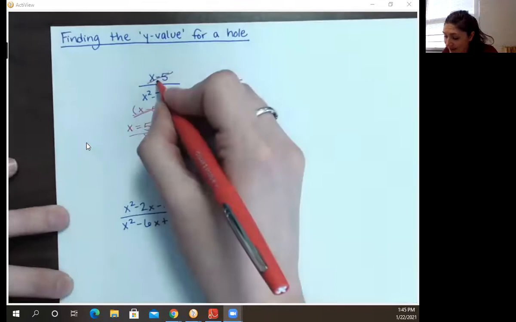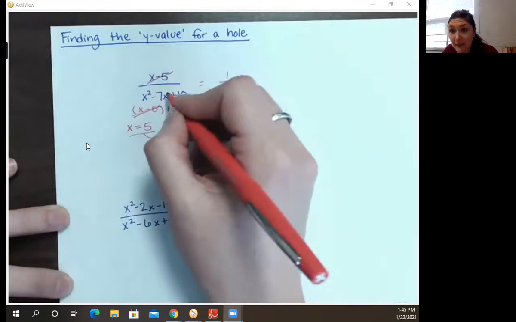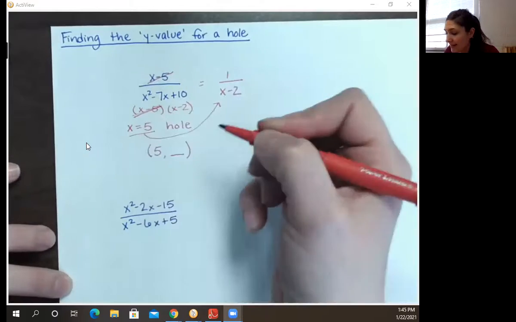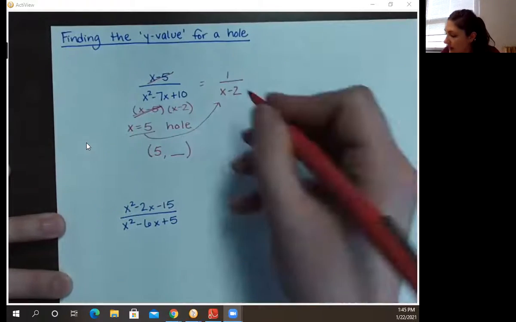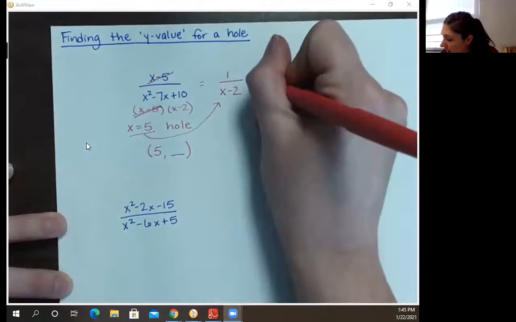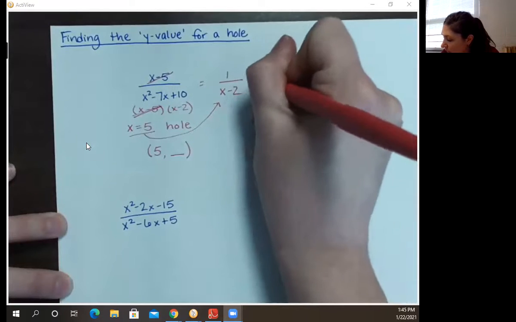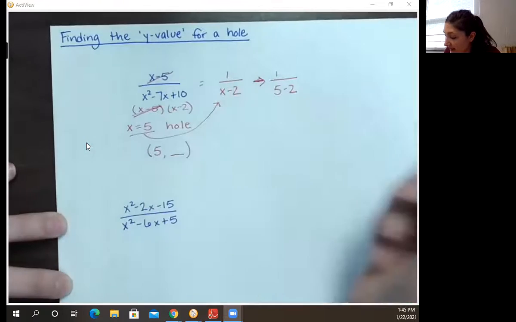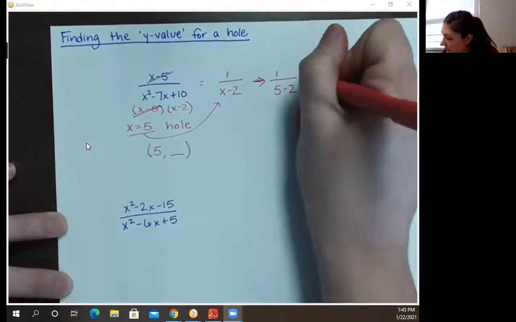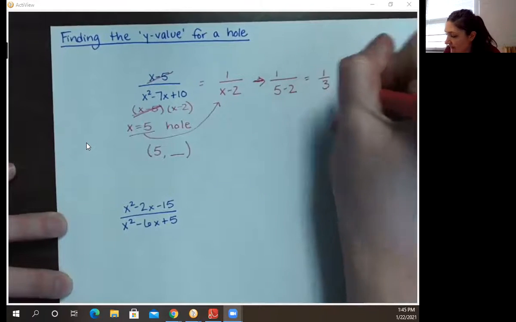I can't plug in x equals 5 to this guy because the bottom will be 0, right? That's the problem with 5, is that it makes a hole. It makes my function undefined. So instead, what we're going to do is plug it in to that reduced polynomial, plug in 5 anywhere you see an x. In this case, it's just that one spot on the bottom. And then I'll get that fraction.